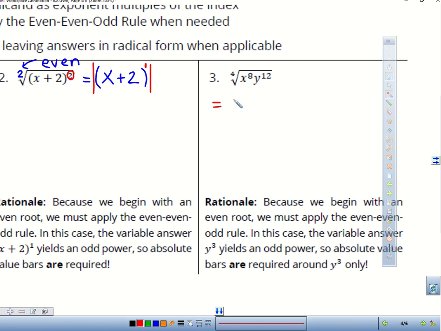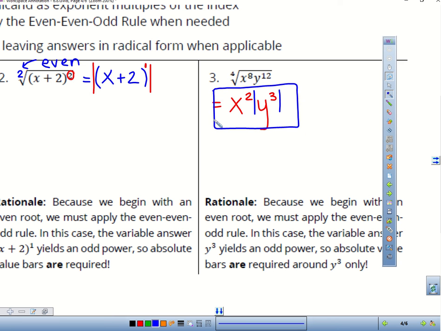So, can anyone tell me what this one's going to be? 4th root. Good. So, x to the second, and then y to the third. Do we need any absolute values here? Yes. Where? Why? Good. Make sense? Okay.